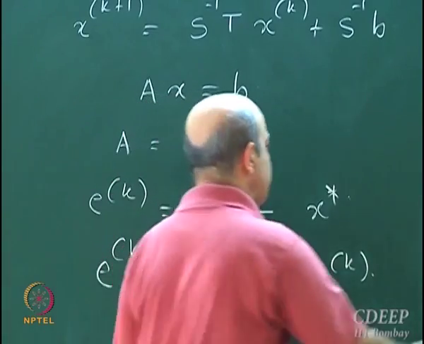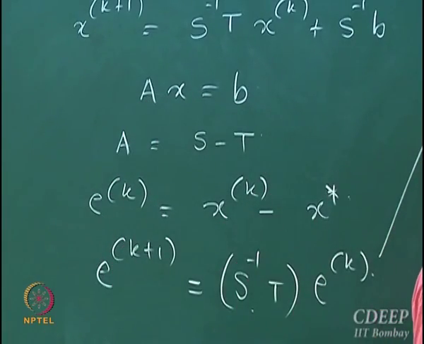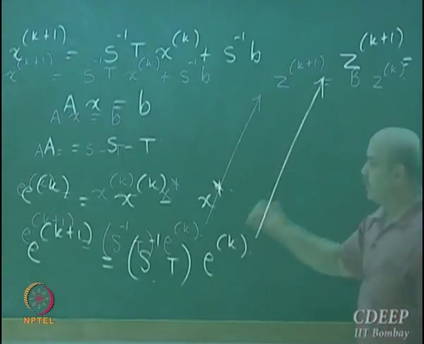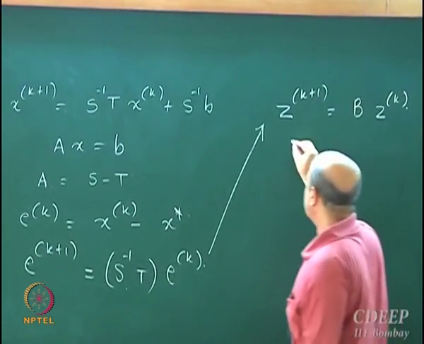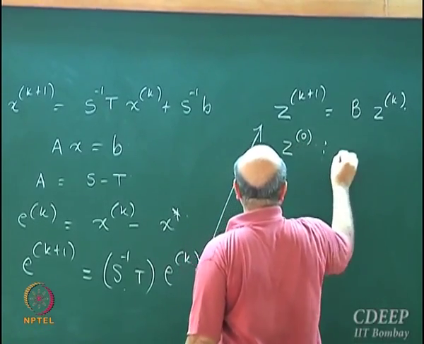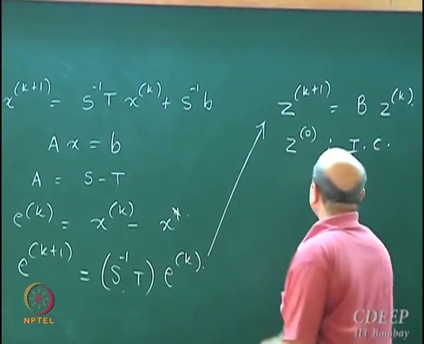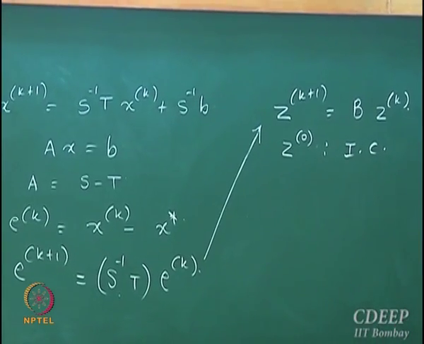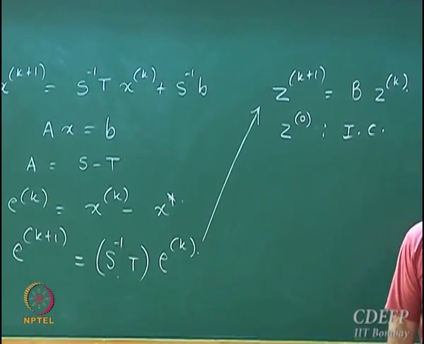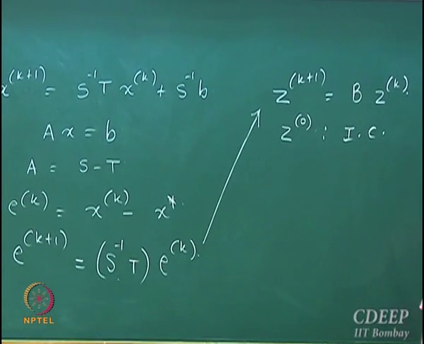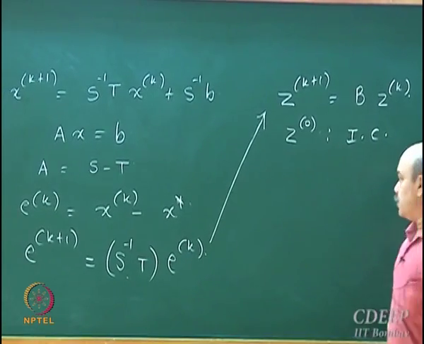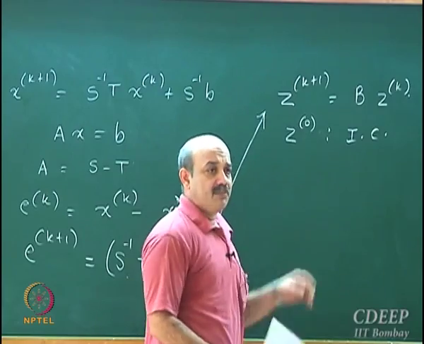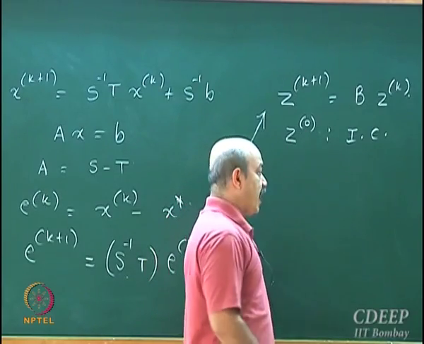Now from this we abstracted a linear difference equation problem. We said essentially we have to look at equations of this type, and z0 is the initial condition. Then we wanted to come up with a way of analyzing the asymptotic behavior of the solution as k tends to infinity. So we came up with an analysis based on eigenvalues.